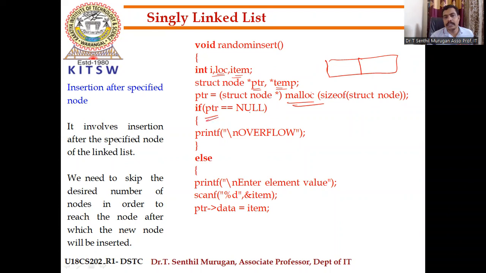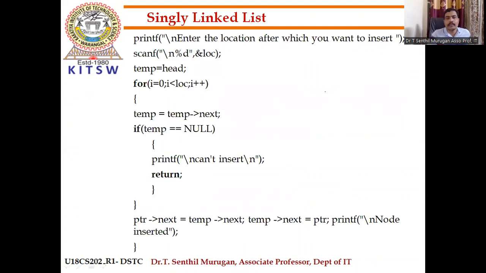Then it will check whether PTR is equal to null. If null, it means there is no memory; it is not created. This statement is common to all three cases. Here, enter the element value. We will get one value and store it here. For example, if you give 8, then 8 will be stored here, because this is the PTR node that is created. PTR next to item data, that is, the item value is assigned.